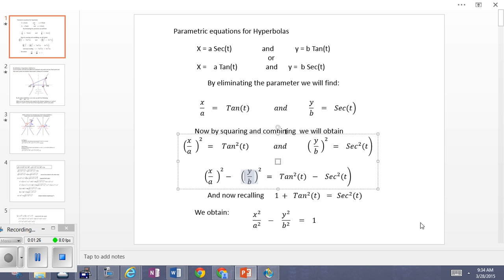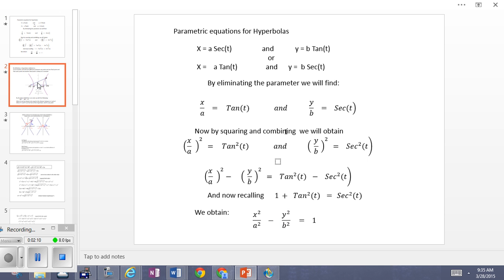And we'll recall our Pythagorean identity stating that 1 plus the tangent squared is the secant squared. And we can come and substitute that up in here in this equation. And lo and behold, we get the equation of a hyperbola as x squared over a squared minus y squared over b squared, okay, equals 1. So we start out with the set of parametric equations defining the hyperbola, and we end up with a single rectangular equation down here defining the hyperbola.